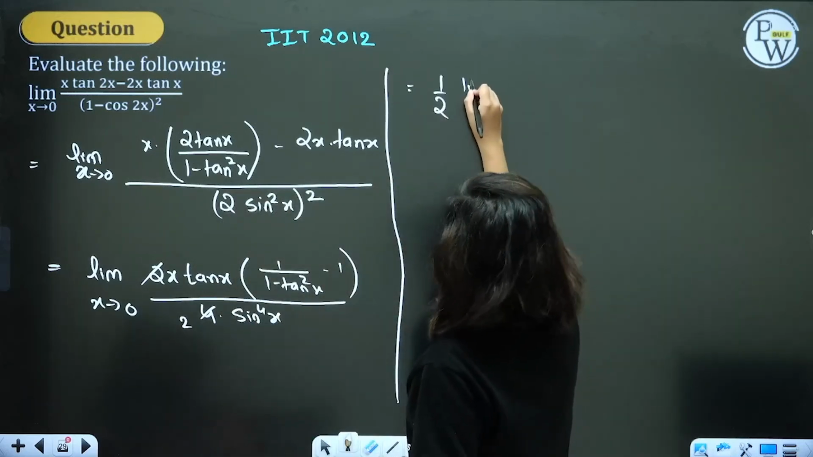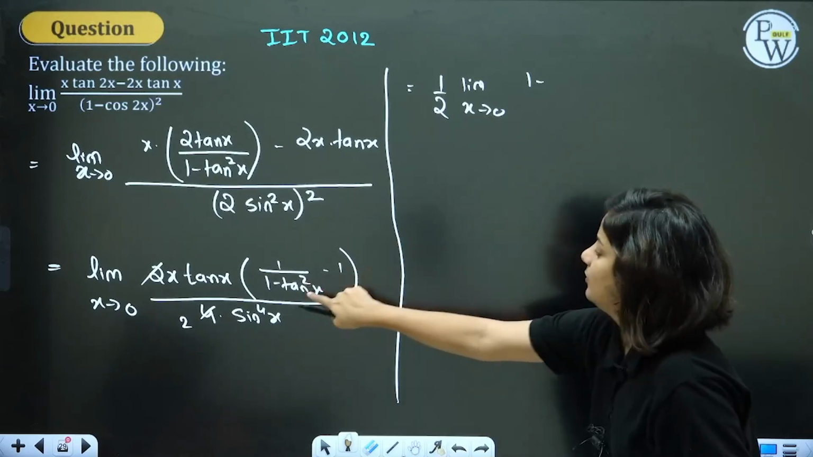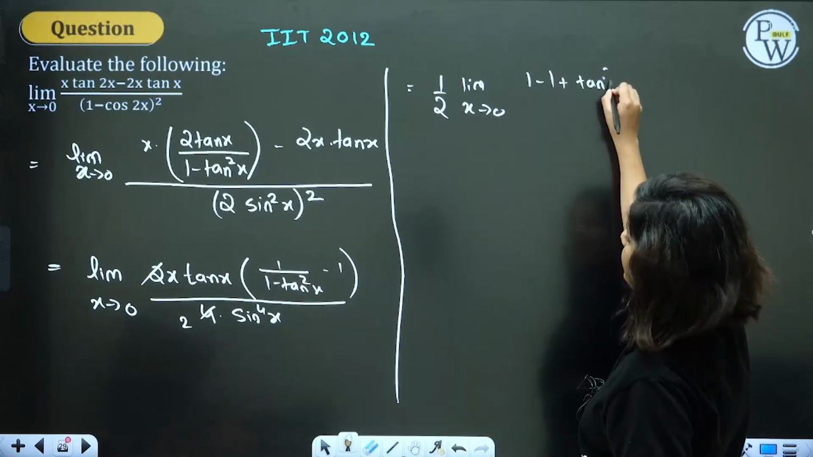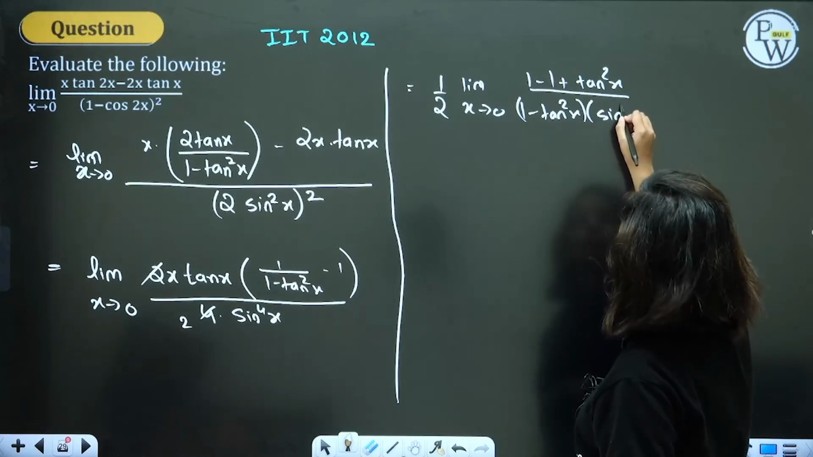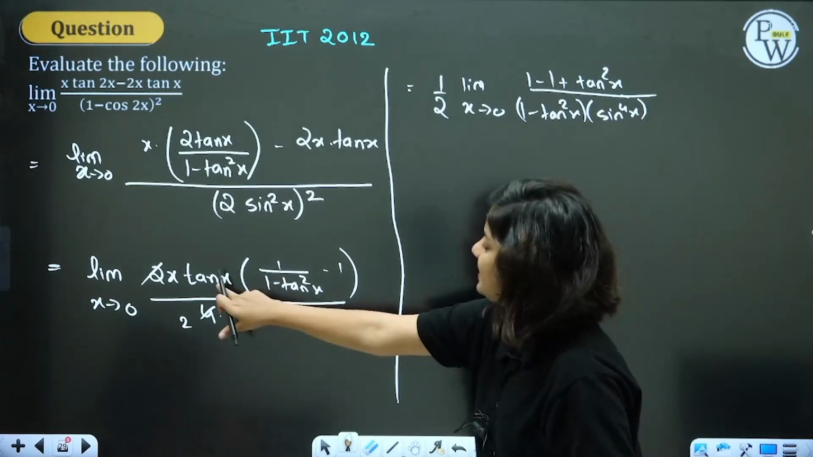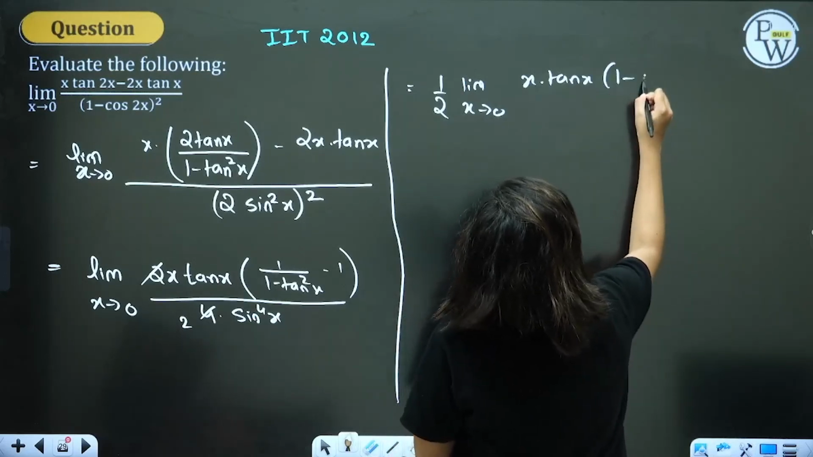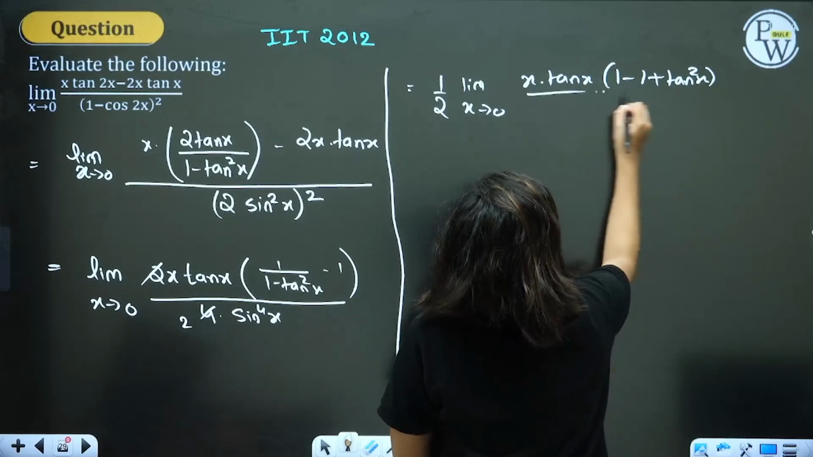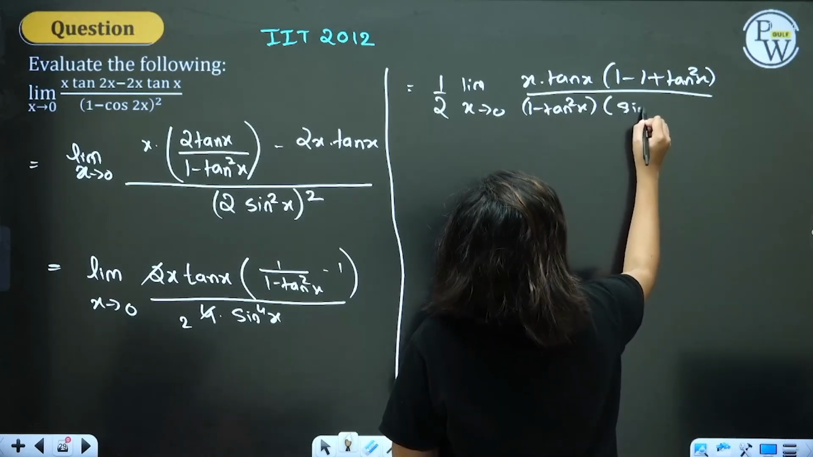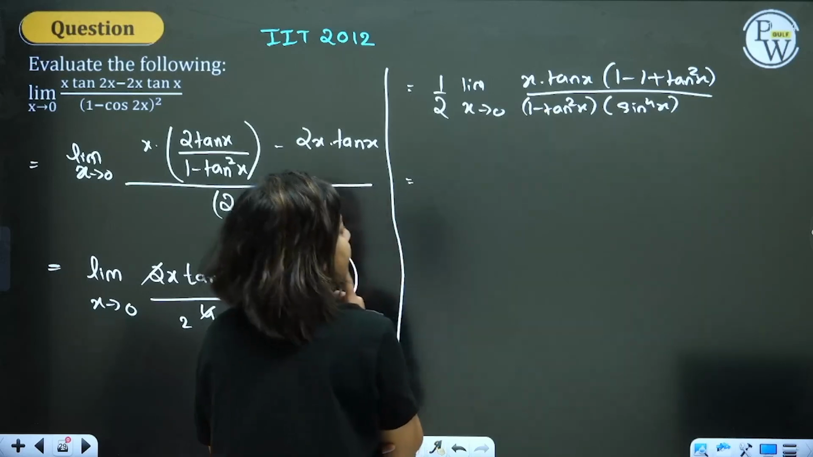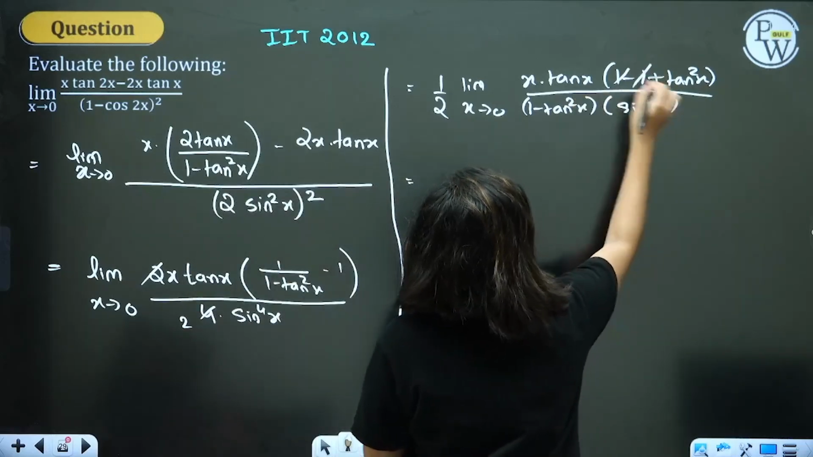Limit x tends to 0, cross multiply here, 1 minus, cross multiplying, 1 minus 1 minus of minus plus tan square x upon 1 minus tan square x in the bracket, sine raised to 4x. And there is x tan x also outside. Okay, I forgot about the x tan x which is there outside. x tan x in the bracket 1 minus 1 plus tan square x. Denominator, I'm merging with this denominator, sine raised to 4x. Okay. 1 cancels, numerator is tan cube x.